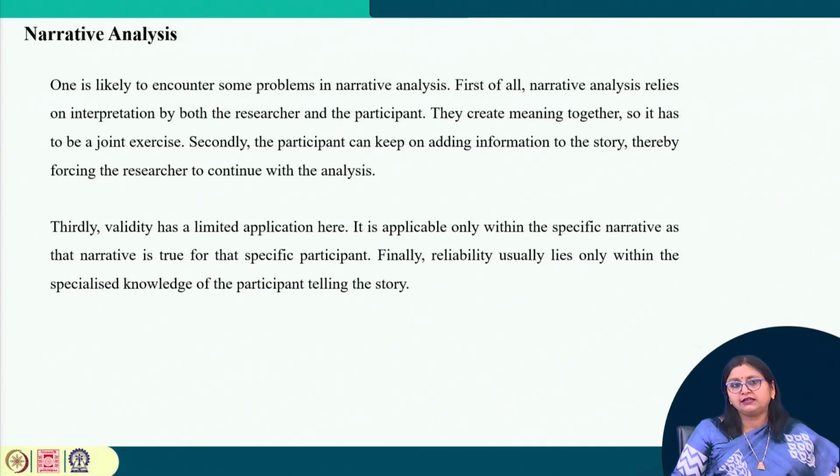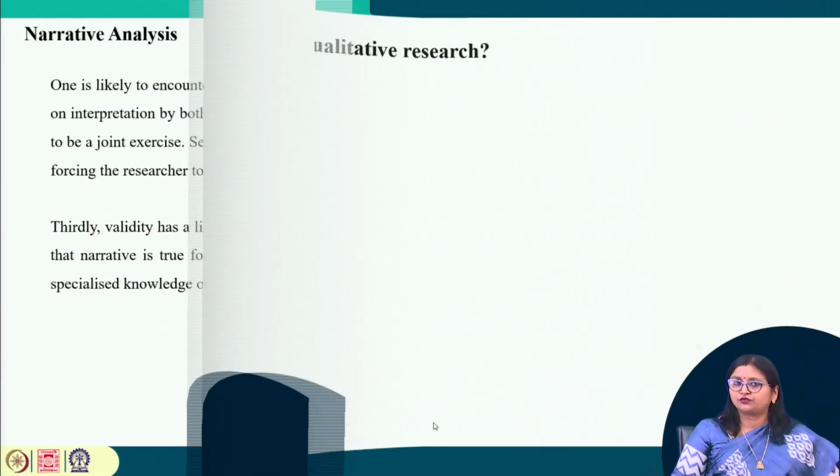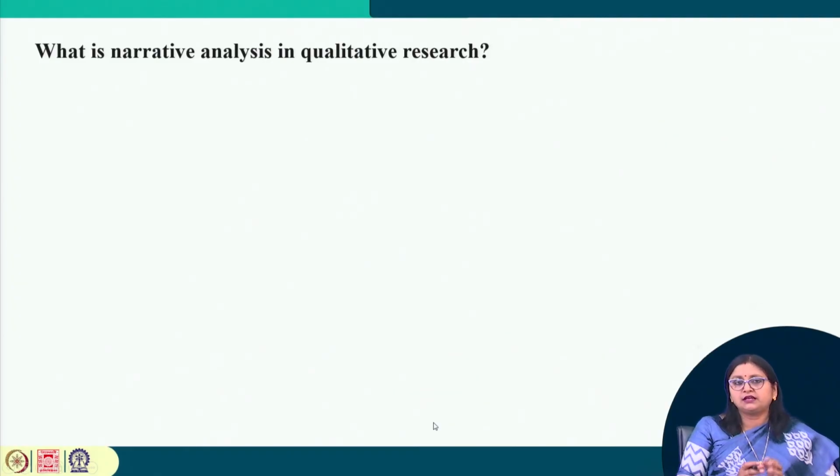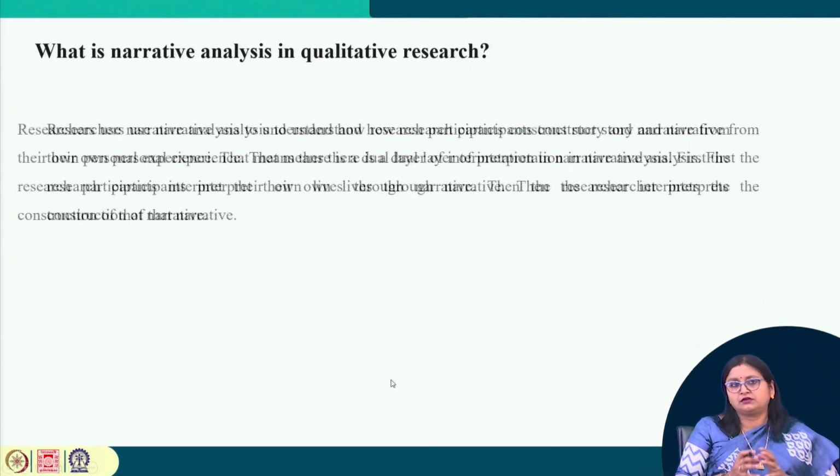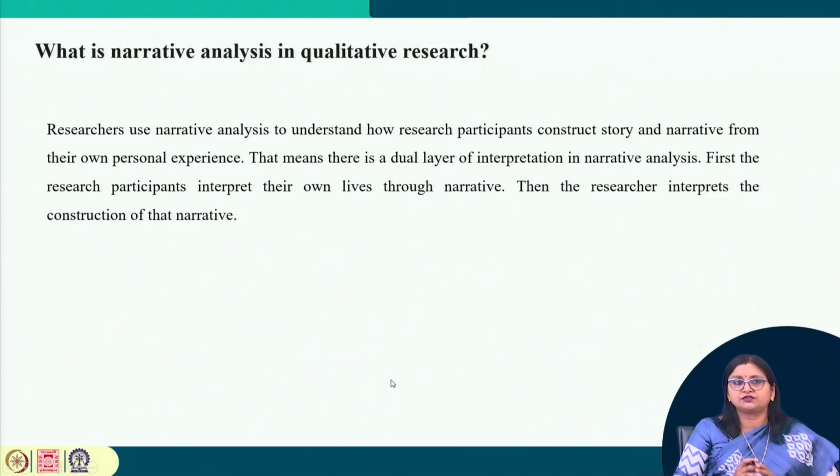Thirdly, validity has a limited application here. It is applicable only within the specific narrative, as the narrative is true for that specific participant. Finally, reliability usually lies only within the specified knowledge of the participants telling the story. It is upon them that they are telling the true story in front of the researcher.